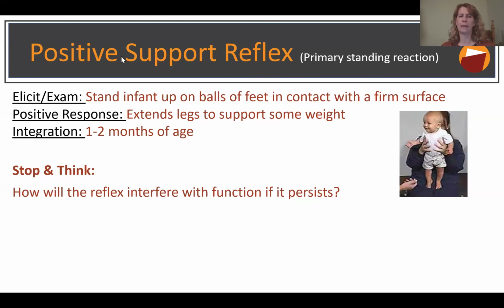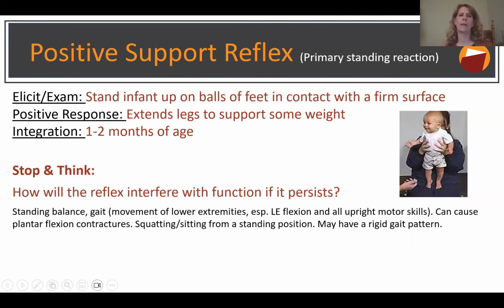Are they going to have a problem with gait? Yeah. Balance? Yeah. Are they going to have problems taking steps when their knees are in extension? Yeah. So again, we're going to have standing balance, gait, and movement of their lower extremities, unable to move them forward, do flexion. They can get plantar flexion contractures because a lot of times they come up on their toes. And I think you can see that in the picture. They kind of come up on their toes. And if they're always doing that, we can get plantar flexion contractures. And you guys got it, squatting, sitting. And if they can walk, it's a very rigid gait pattern with very extended legs, extended knees.